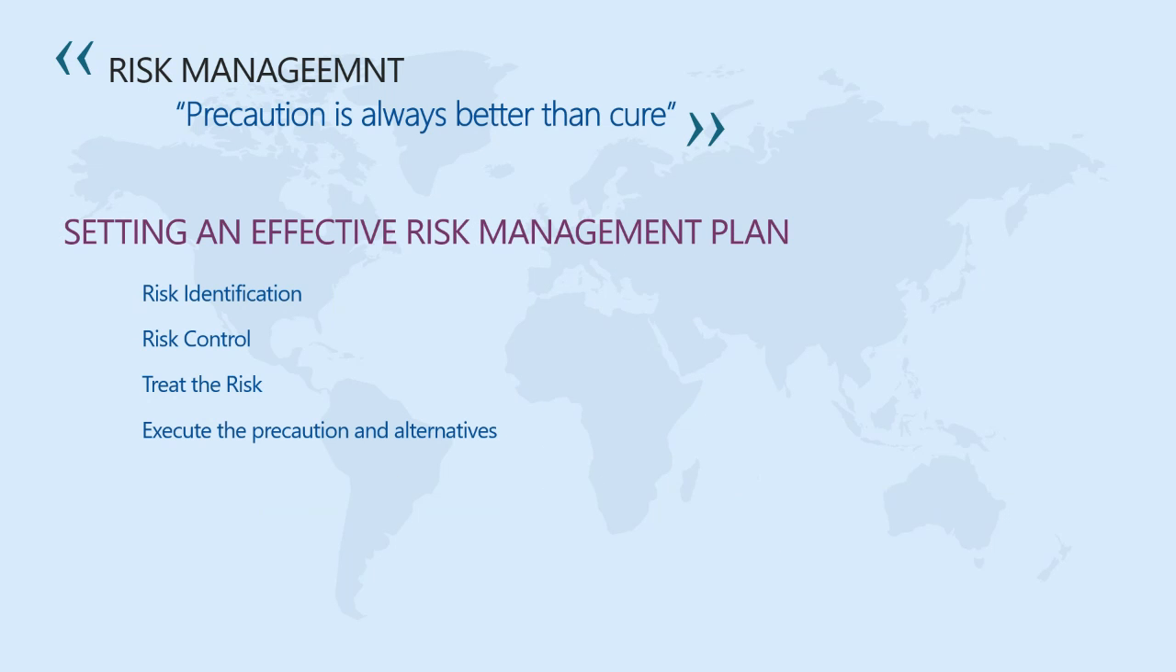So risk management, the last part. When we consider risk management, precaution is always better than cure. So risk management has subcategories: risk identification, risk control, treat the risk, execute the precaution and alternatives. Risk management is almost these risk factors that are part of the life of a business, and it's usually done with its best interest in mind. Effective risk management means total control of future outcomes rather than reactivity. So with this risk management, we have to consider risk identification and risk control and treat the risk.